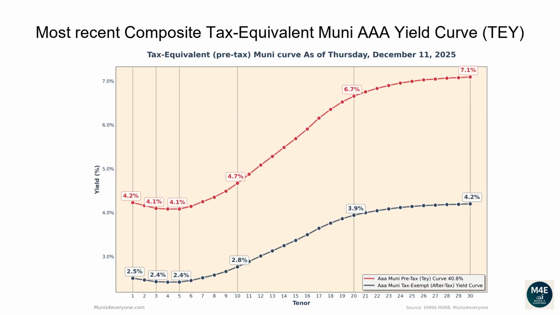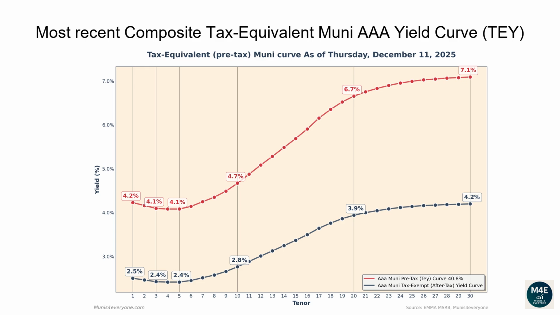Let's now go over the most recent composite tax-equivalent Muni AAA yield curve. The following graph shows, in red, the tax-exempt after-tax Muni yield curve, versus in blue its tax-equivalent pre-tax version assuming a 40.8% top tax bracket, as of December 11, 2025. Why would you care to see the tax-equivalent version of the Muni yield curve? More on this later. Let's first go over the pre-tax, aka tax-equivalent yield curve.